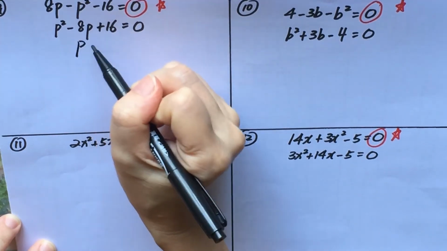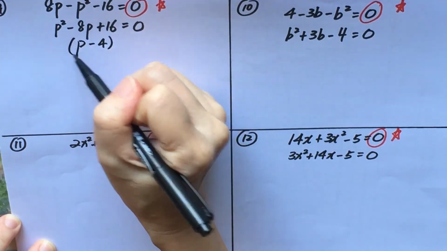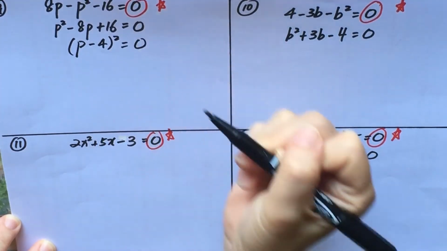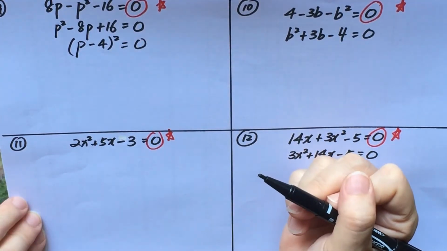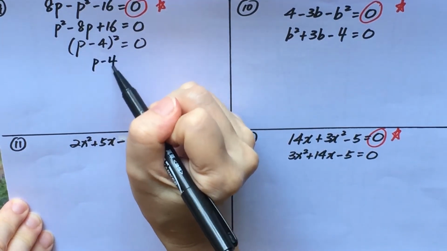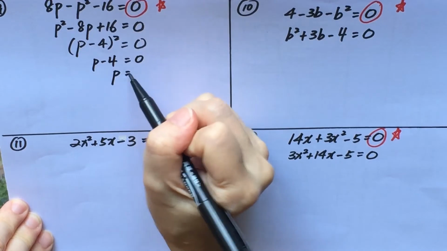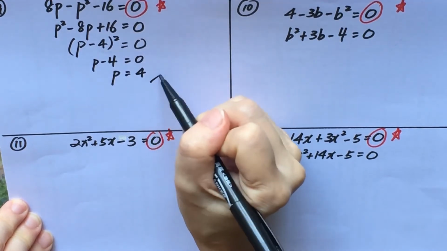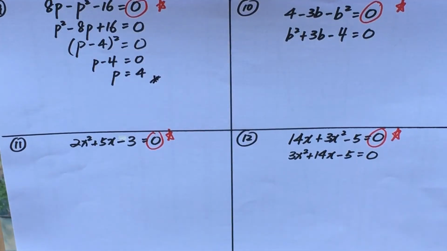Okay, so the perfect square will be p minus 4 squared is equals to 0. Okay, and so p minus 4 is 0, so p is equals to 4. So there's only one answer for this question.